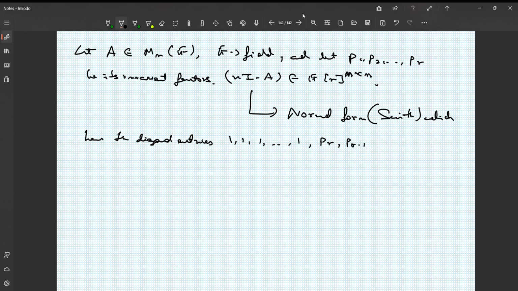So this has a normal form or a split normal form, which has the diagonal entries 1, 1, 1, and then we have PR, PR minus 1, and so on till P1. Clear? Got it? This is the procedure. Got it?